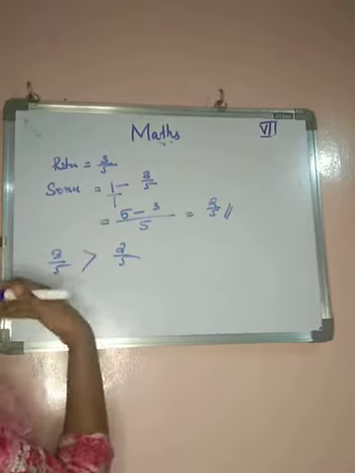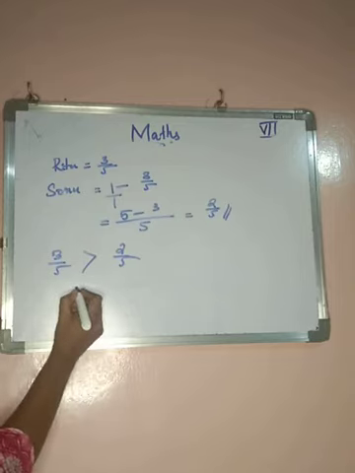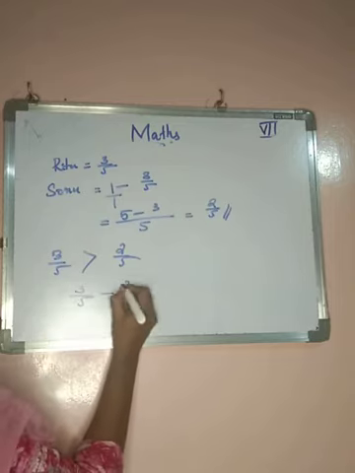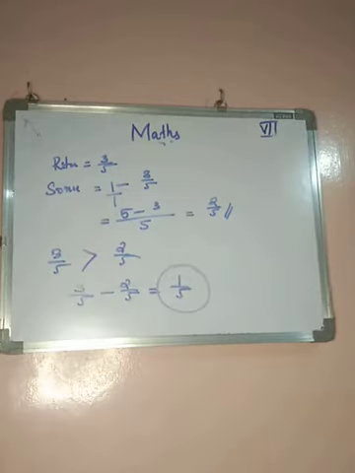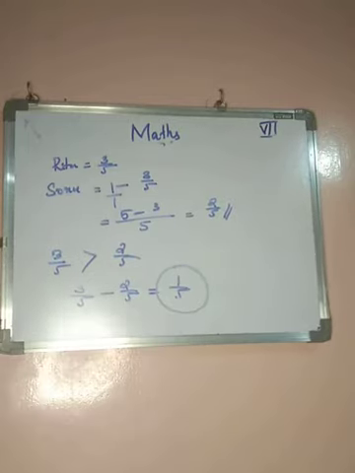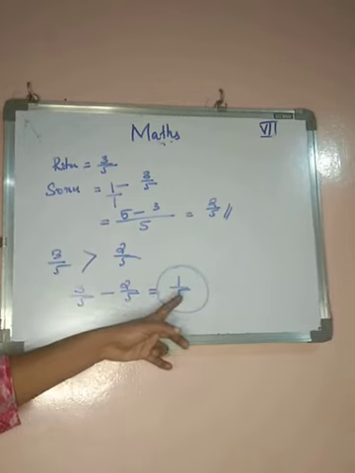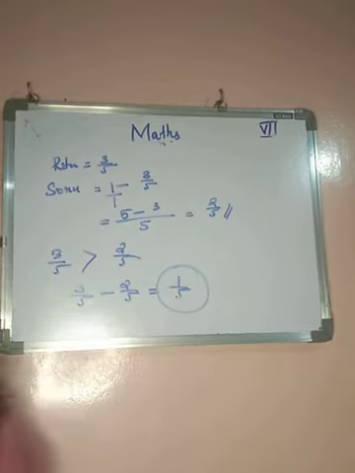To find how much more she ate, what should we do? Subtracting both of them, 3/5 minus 2/5. We get the answer 1/5. So Ridu had the larger share by 1/5.